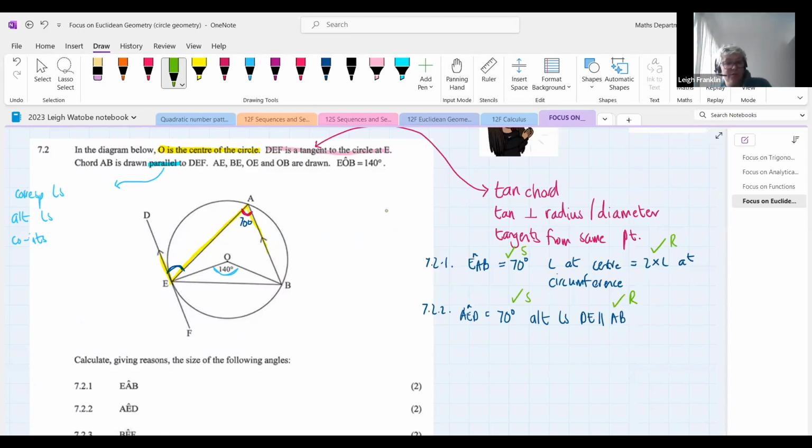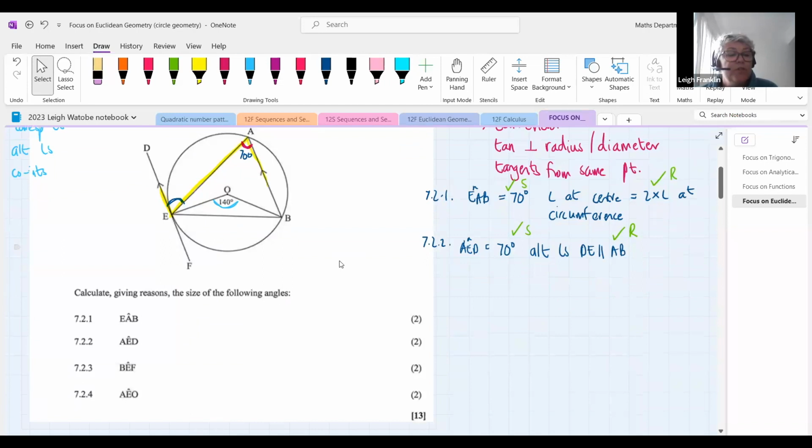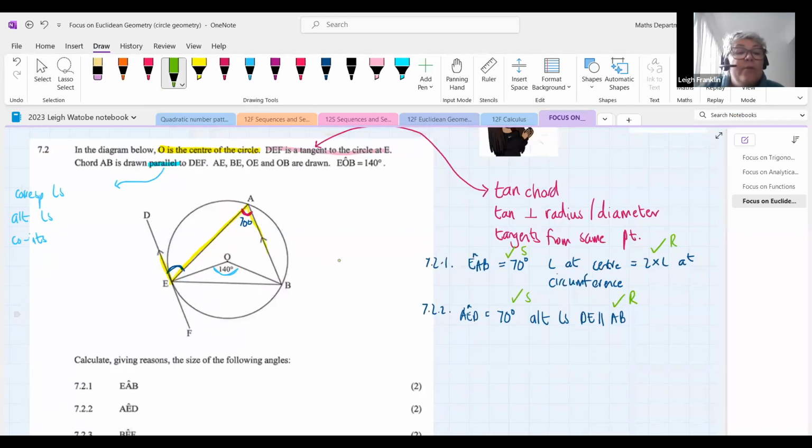Okay, on to the next one. Let's see what angle they want us to do. BEF. Okay, so let's go and find BEF. We'll use a different color now. Let's use orange. BEF. Okay, so BEF is this one over here.